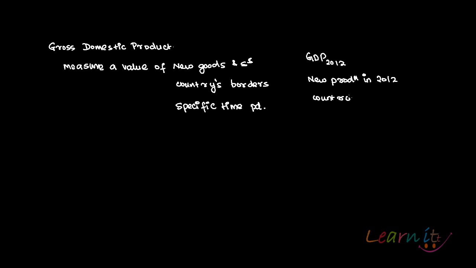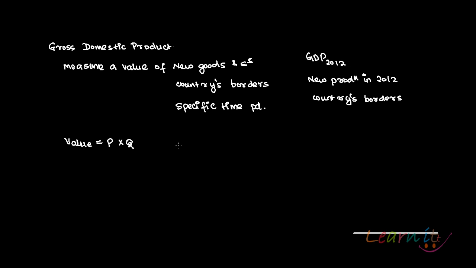The question is, how can you calculate this GDP? Very simplistically, GDP is the value of new goods and services. How do you calculate value? You calculate value by calculating P into Q. P is the price per unit, and Q is the quantity produced of new, or newly produced, goods and services.